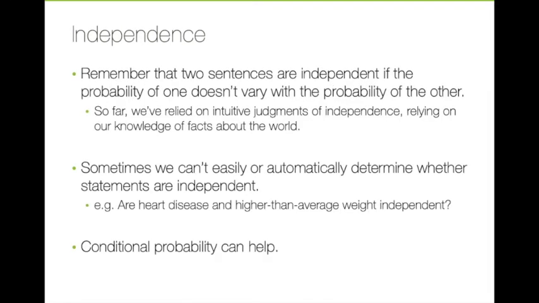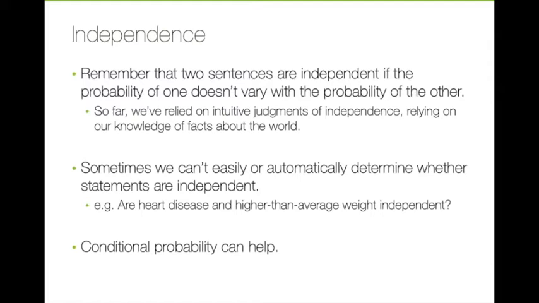Remember that two sentences are independent if the probability of one doesn't vary with the probability of the other. So far, when we think about independence, we've relied on intuitive judgments. Things like our knowledge of facts about the world. For example, we intuitively know that 2 dice rolls in a row are independent because there's no reason to think that the number that rolls the first time will have any impact or relation to the number that rolls the second time. But sometimes we can't easily or automatically determine whether statements are independent.